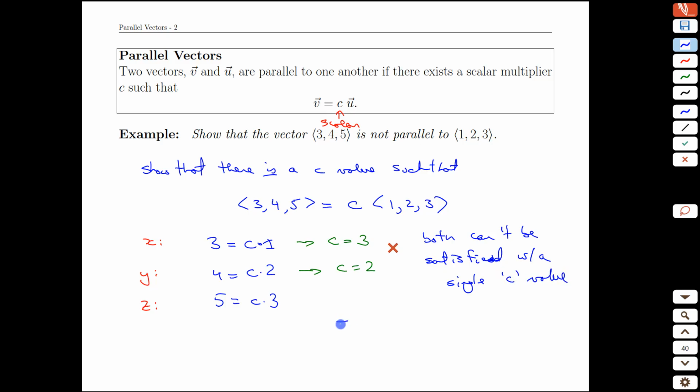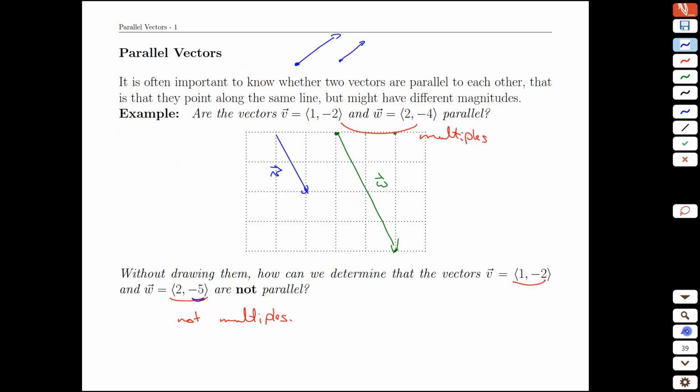And if that's the case, then we conclude that these vectors are not parallel. 3, 4, 5 is not parallel to 1, 2, 3. For comparison and reference, if we went back a slide and looked at these two vectors, we would see that w, which is 2, negative 4, is actually equal to 1, negative 2 if we slide in a multiplier of 2, which would be our c value. In that case, we would have been able to find a c value that satisfies one vector being a multiple of the other.